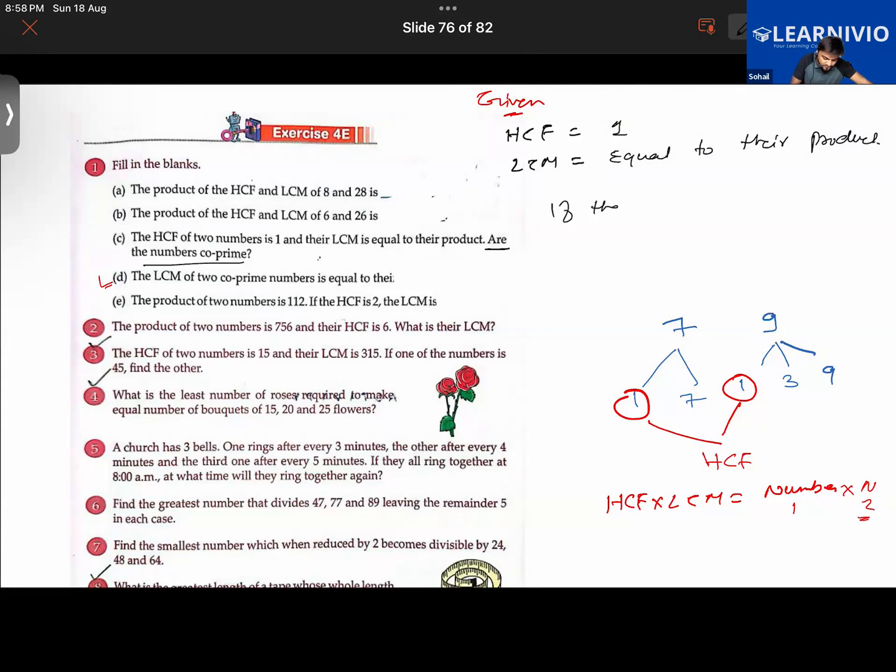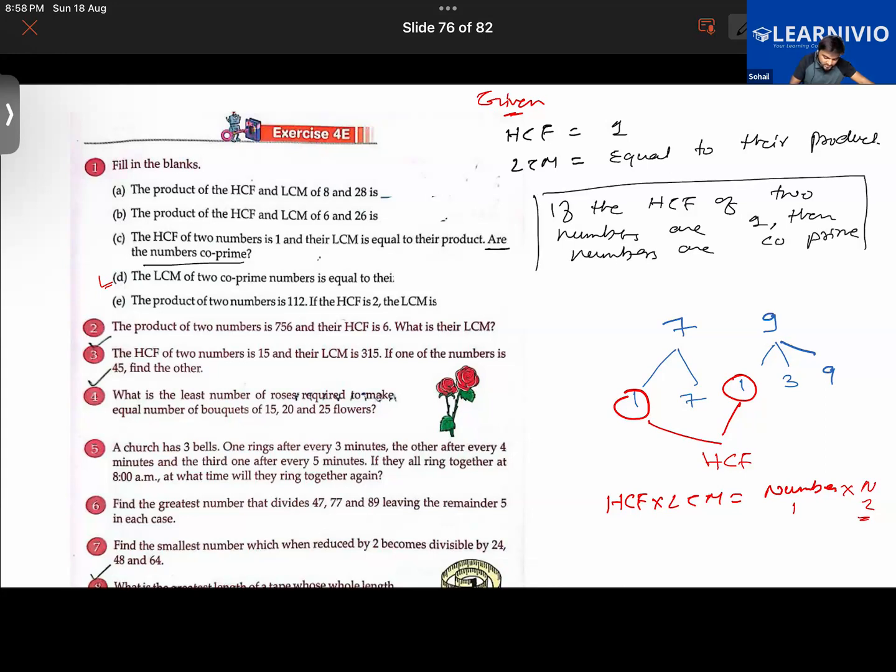That if the HCF of two numbers is 1, then the numbers are co-prime. Okay, that's an important statement there. I think you should write this down if you haven't written it earlier. Although if you go back to the HCF section which we have discussed, this property would be written there.